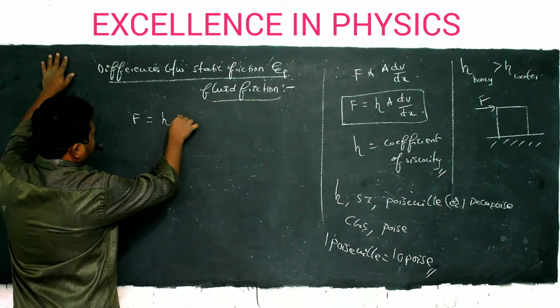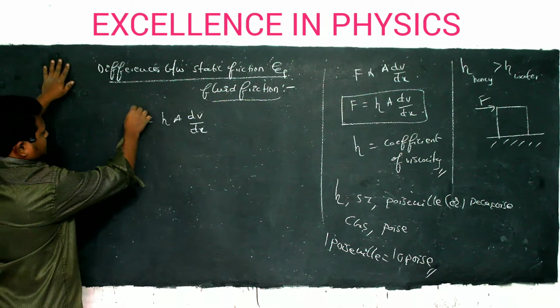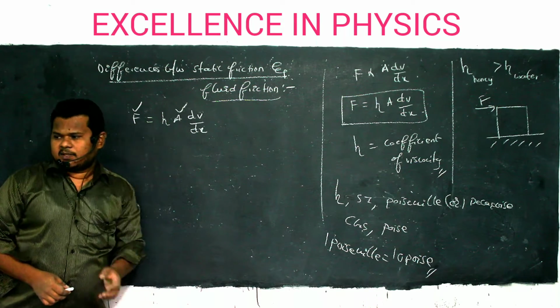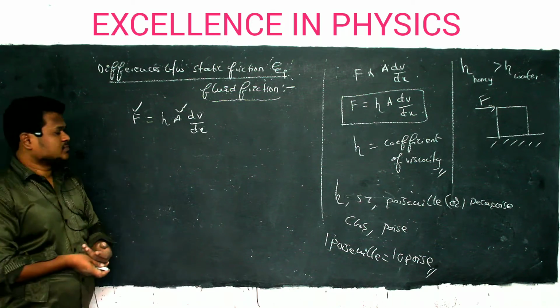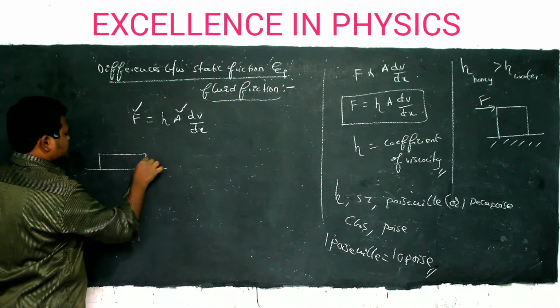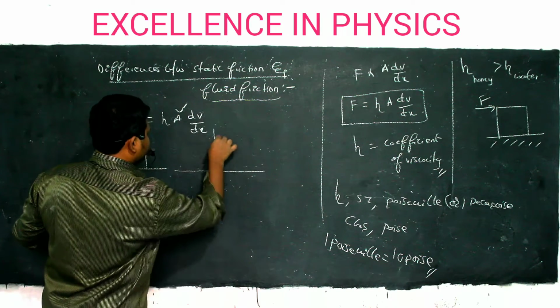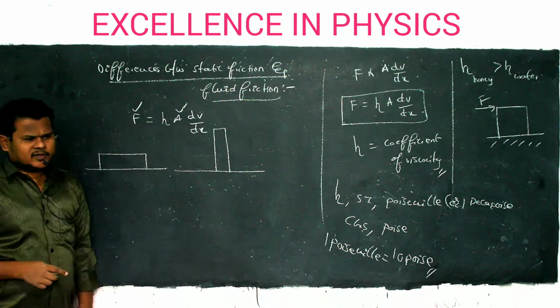F is equal to eta A dV divided by dx. So, fluid friction depends on area of cross section. But static friction, will it depend on area of cross section? See, for example, if I take a block like this and place it in this manner, and similarly the same block, if I place it like this, will the frictional force change or not?